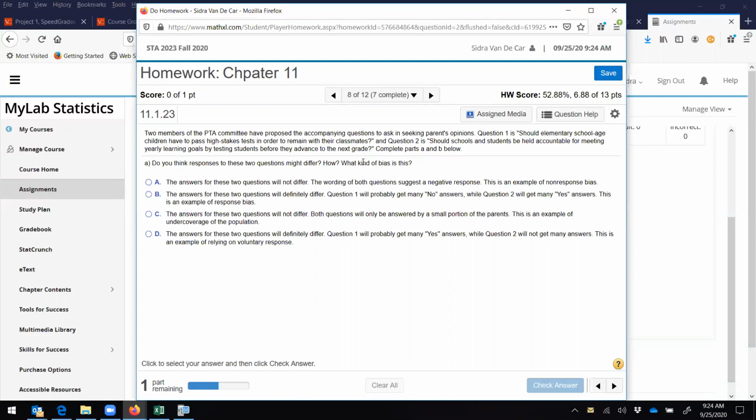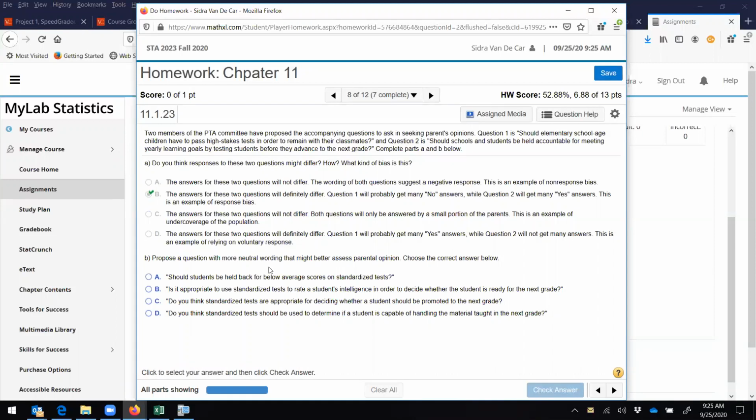All right, notice the first question says the children have to pass high-stake tests. And the second question said students should be held accountable for meeting yearly learning goals. Question 1 will probably get many no because of that phrasing of the high stake. But question 2 will get many yeses because of that phrasing of be held accountable. Propose a question with more neutral wording that might better assess parental opinion.